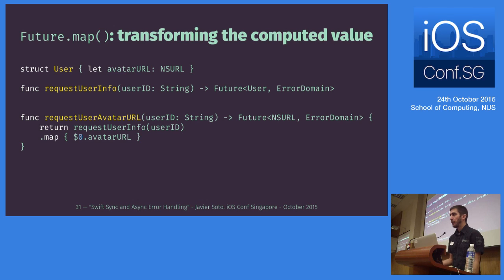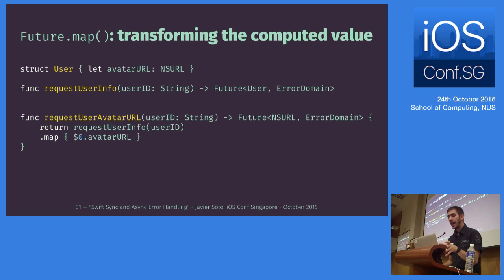What would we use map for? Let's look at this example. Say we have a function that allows us to request the information of some user, given the user ID. User is a struct that we're going to get. In this example, all the user has is the avatar URL, because that's all we're going to use for the example. But you could imagine it would have other fields like the name, the email address, or something like that.